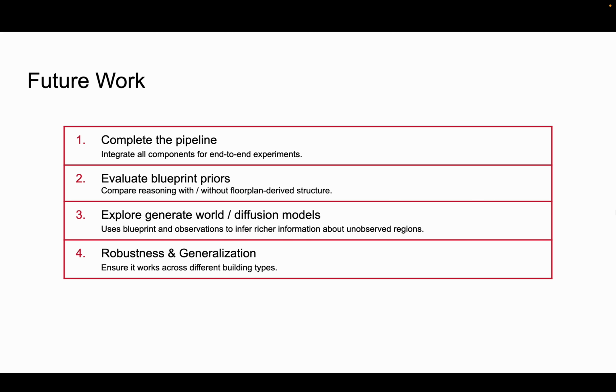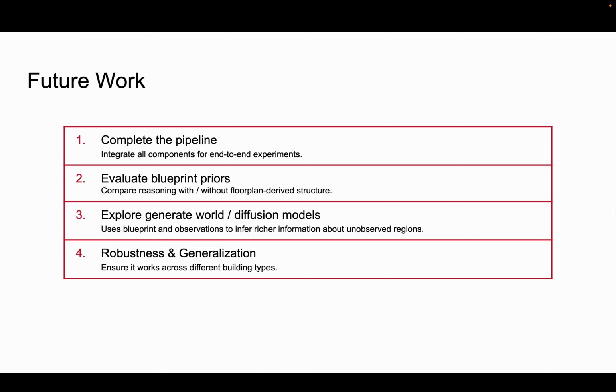There are several next steps or future work directions that we're interested in pursuing next. The most immediate is completing the full pipeline so we can run end-to-end experiments connecting the embodied agent, the plan to scene reconstruction, and Spatial. From there, an important comparison is reasoning using only the agent's immediately observed 3D geometry versus reasoning with the additional floor plan derived structure. This will allow us to better understand when the architectural prior actually improves spatial reasoning.